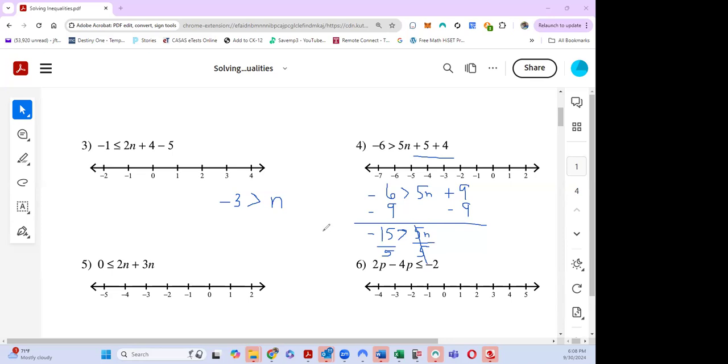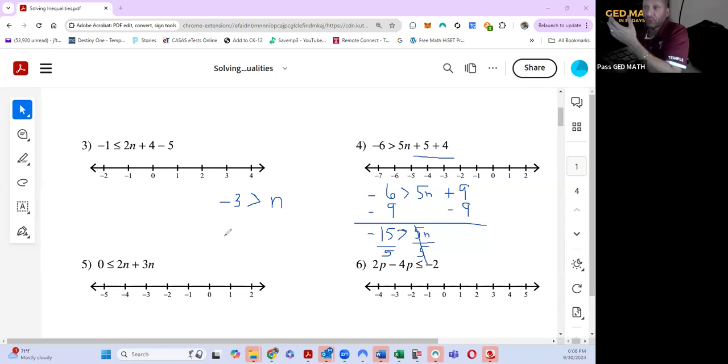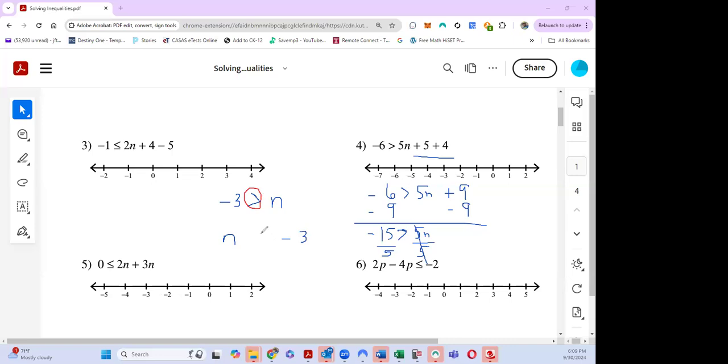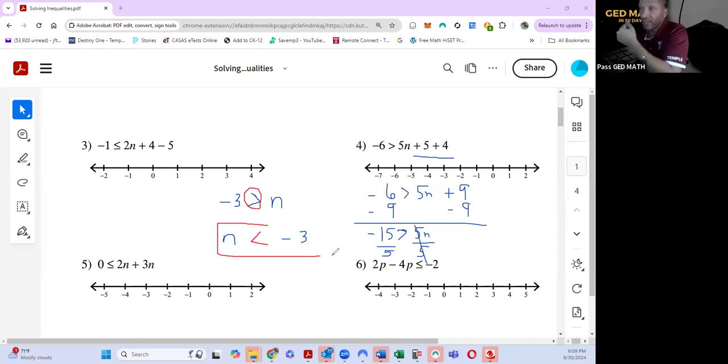Now, this is the second part I was telling you about. When the variable is on the right side, you switch the two terms. So n comes on the left, -3 comes on the right, and then you switch the inequality. The greater than becomes less than. So your answer is n greater than -3.